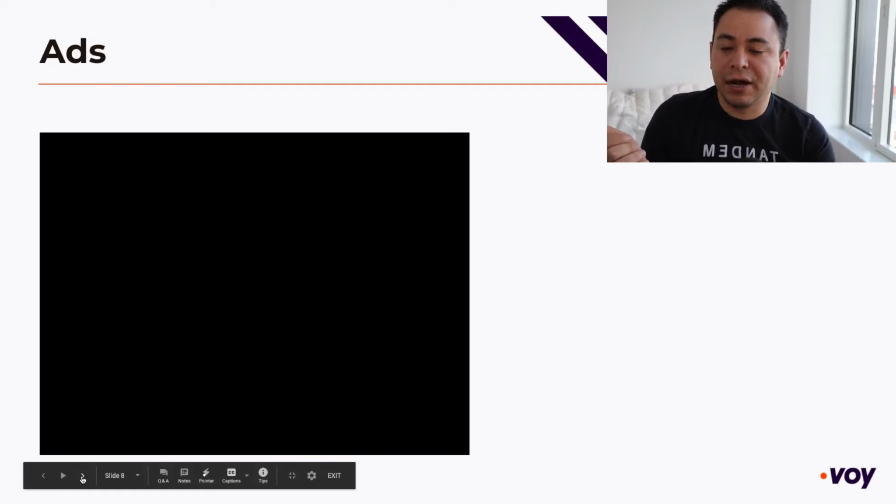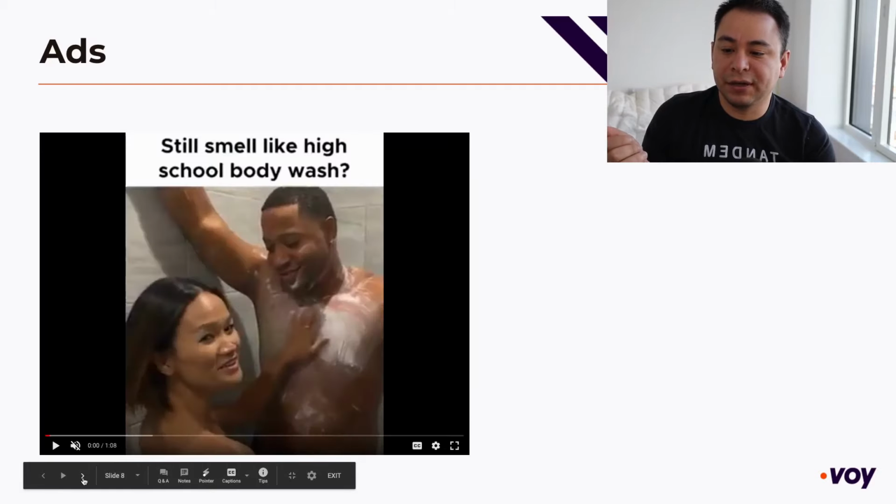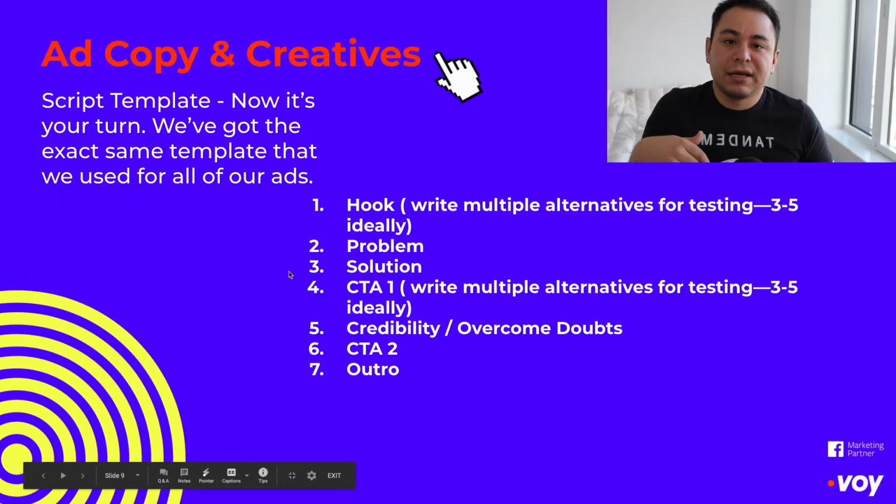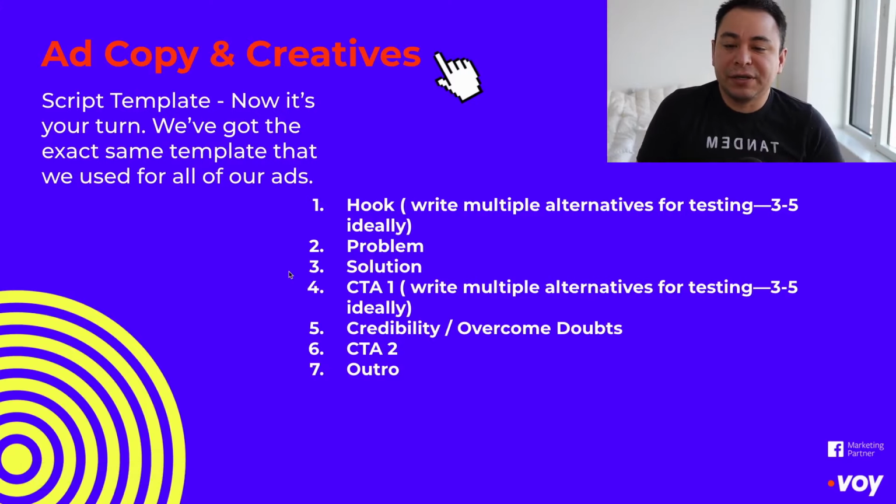I really want to go now into the script and how you would do it. So here is the script that you should be doing. And the script goes like this. It's 7 parts, right? 1 is the hook, 2 is the problem, 3 is the solution, 4 is your CTA, 5 is your credibility / overcome doubts, 6 is your CTA, and 7 is your outro. So those are the 7 steps. And in these 7 steps, you could do it in either 30 seconds or 1 minute or 2 minutes, right?